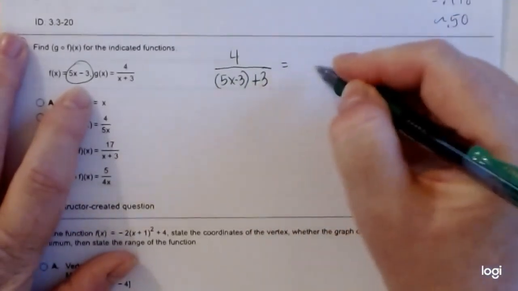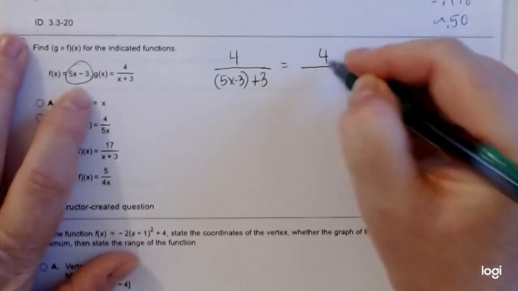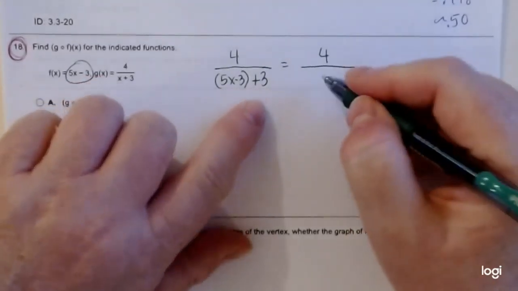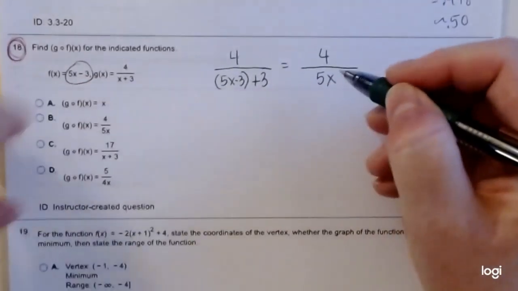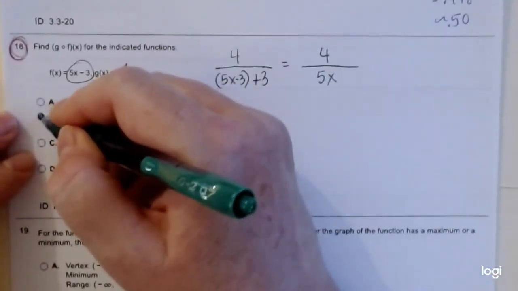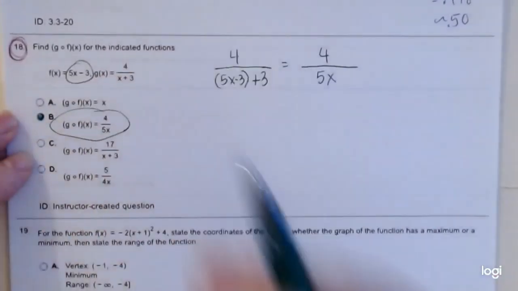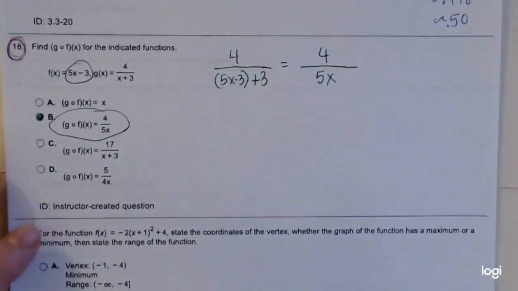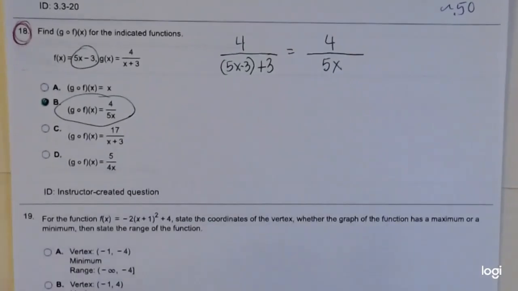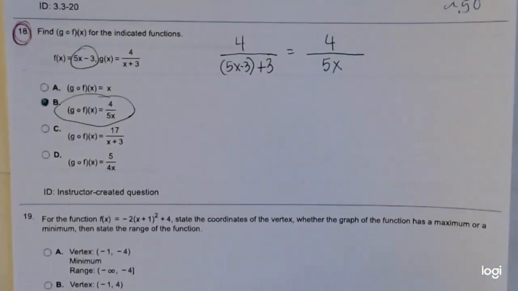And then we simplify, and everything on the top is just the 4, so we have 5x minus 3 plus 3, which is just 5x. So 4 over 5x. That one's pretty simple, but remember, it's just a refresher on how to do a composition of functions. The next one we're going to look at on this is 20.